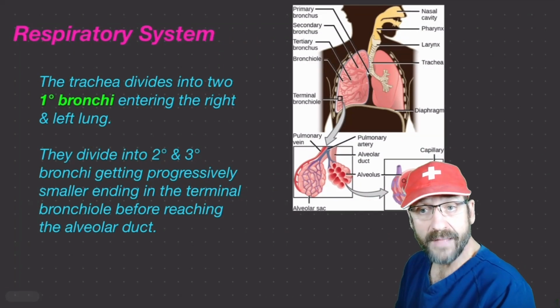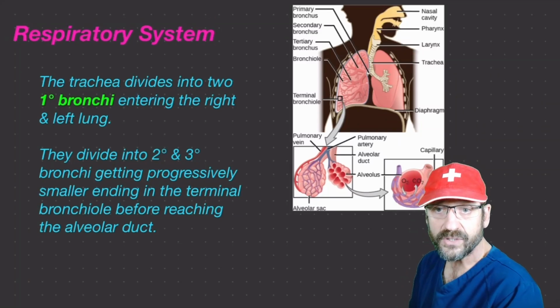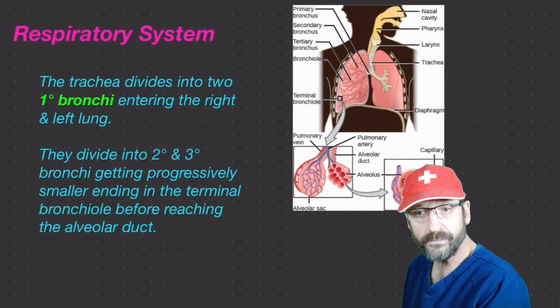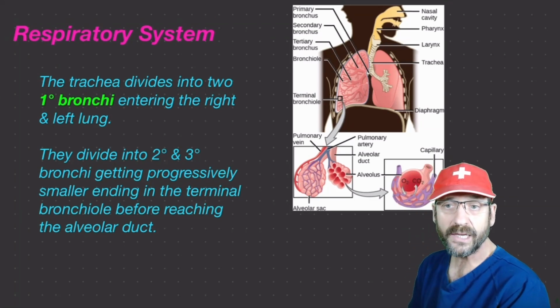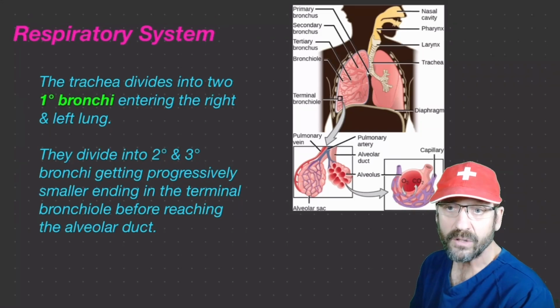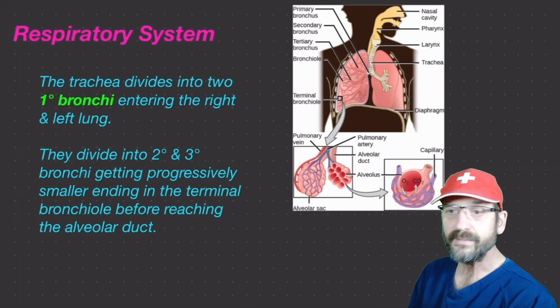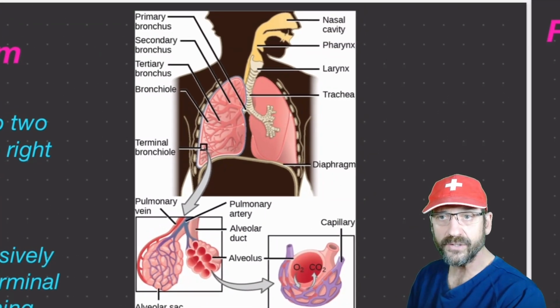The trachea then divides into two primary bronchi entering the right and the left lung. They divide into secondary and tertiary bronchi, getting progressively smaller, ending in the terminal bronchioles before reaching the alveolar duct. And you can see that right here.